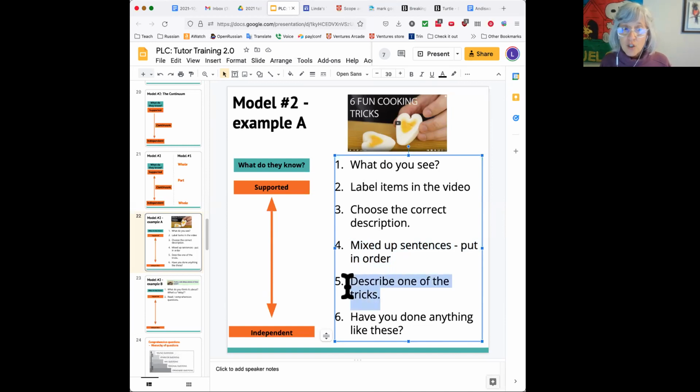An open-ended description of one of the tricks is even harder. Depending on the level of your students, your student might be able to just come in and do this right away. But it's going to be easier to do this after having done all these other things, right? This is the scaffolding, literally the word you've probably heard. This is the scaffolding to be able to do this. And all these are the scaffolding to be able to talk about it independently.